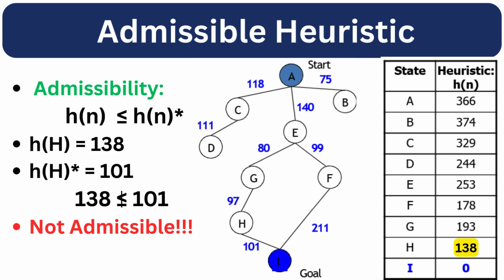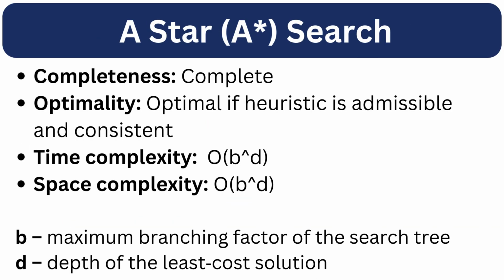Let's discuss the properties of A-star search. A-star search is complete. It will always find a solution if one exists, as long as the branching factor is finite. A-star is optimal if the heuristic is admissible and consistent. The worst case time and space complexity is exponential, but in practical cases, A-star finds the solution more efficiently and quickly than the uninformed search algorithms.